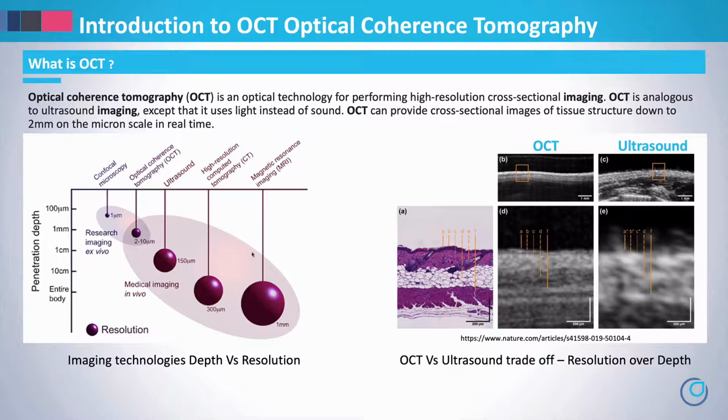That's also shown here in the figure on the right. You can see the H&E section in part A showing multiple levels of tissue. The OCT image of this same section is shown here in figure B. But when we look at it under ultrasound, resolution is much poorer. And you can see the advantage of OCT showing very high resolution near the surface.